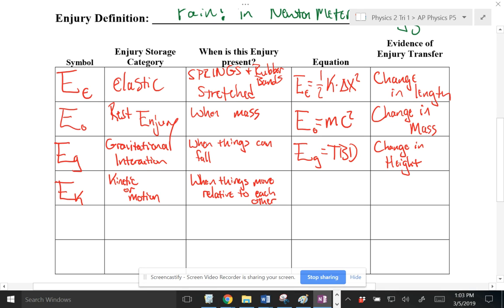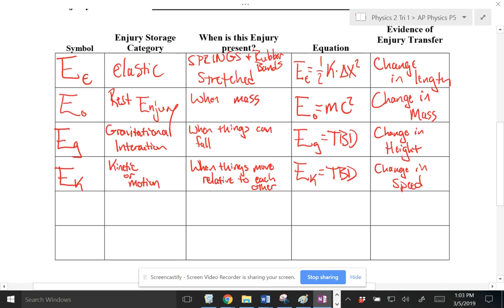Okay, so when things move relative to each other, equation is going to be E K something. E K equals meh. Evidence of injury transfer. Change in speed. All right. E G, E K, E naught, E E.